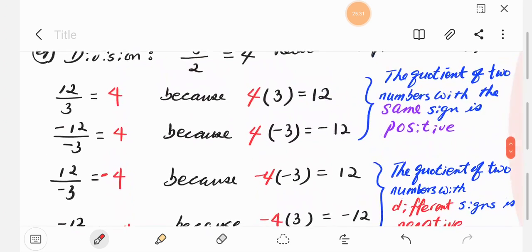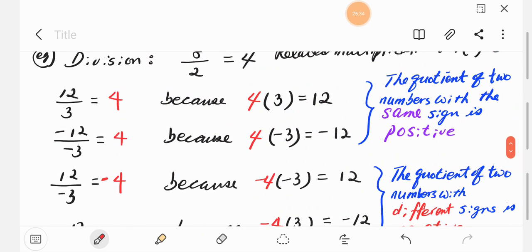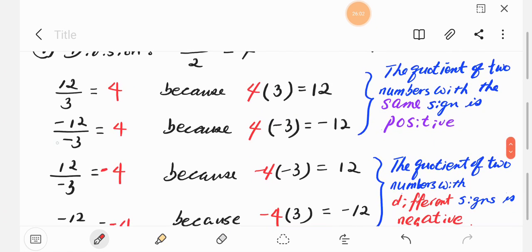Okay, here is a very important concept. This is the quotient of two positive numbers, actually the same numbers, isn't it? So the quotient of two numbers with the same sign, the result is positive, just like a product. A product of two same signs, the result is positive, right? Same thing. So negative 12 divided by negative 3. These two numbers have the same sign, so the result is positive.